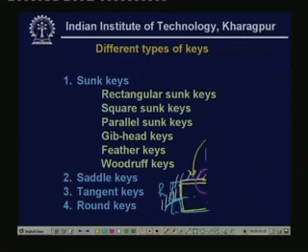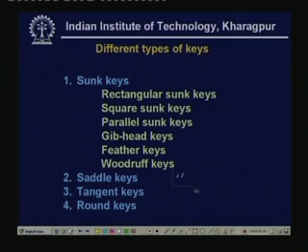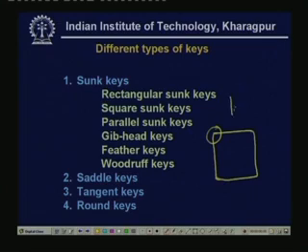If you look in a little more detail, the key will look like this in cross section. This part is a little chamfered, and this angle is almost 45°. So this is how it looks near the corner. This is roughly the cross-sectional design of the keys.